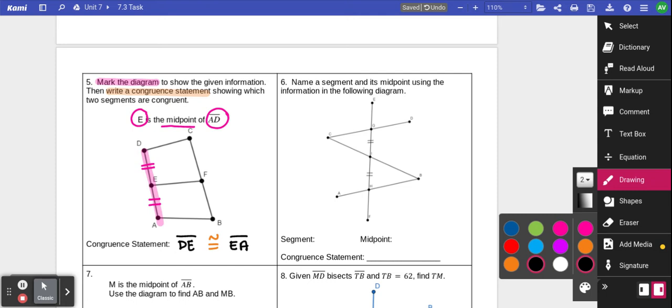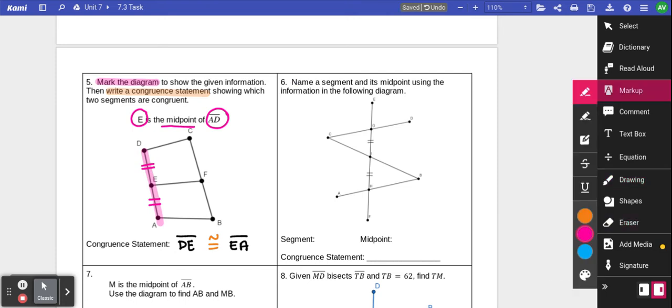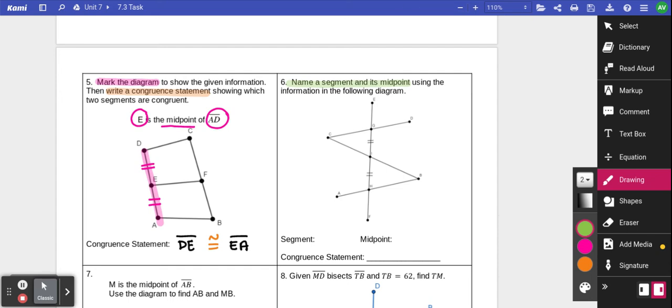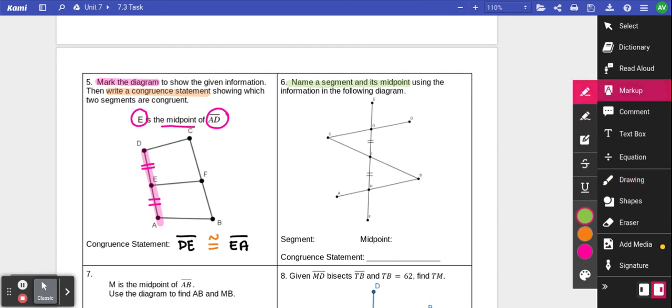For number 6 here, it says in the directions, name a segment and its midpoint using the information in the diagram. So name a segment and the midpoint of that segment. Now, there are lots and lots of segments in this picture, but the only time we know we have a midpoint is if there's markings. There are markings here and here, and those markings are showing me that this segment is congruent to this segment.